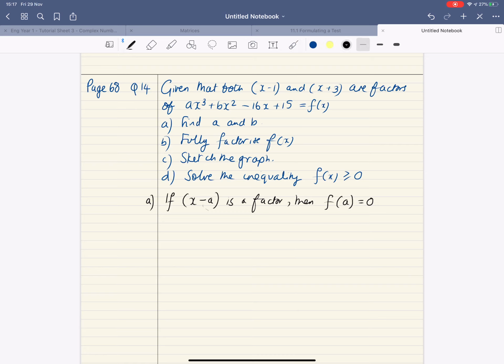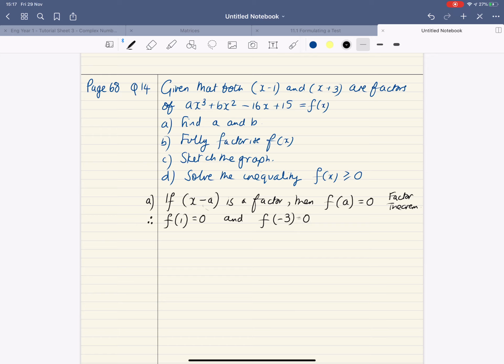So we can start off. We've got x minus 1 here as a factor. So f of 1 equals 0. And this is the factor theorem. We did it a long time ago. f of 1 equals 0, and for this one here, minus 3, because we've got plus 3 there, f of minus 3 is 0.